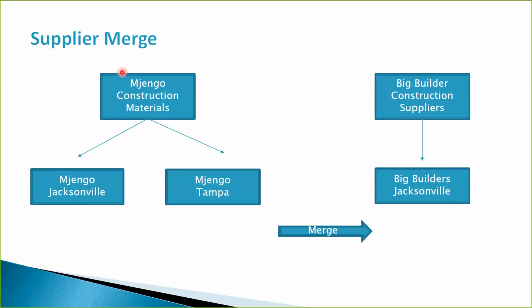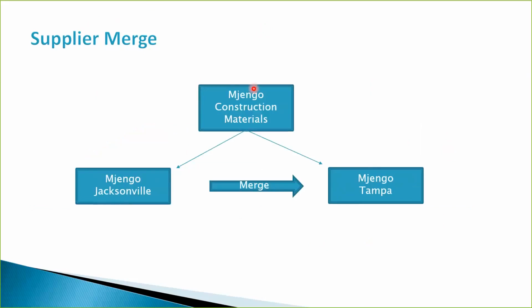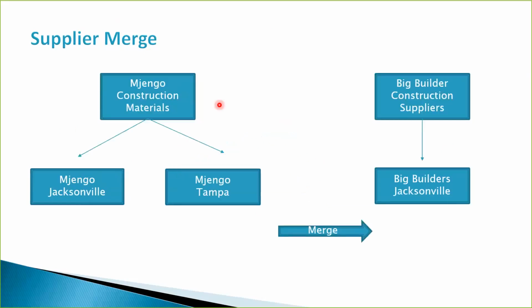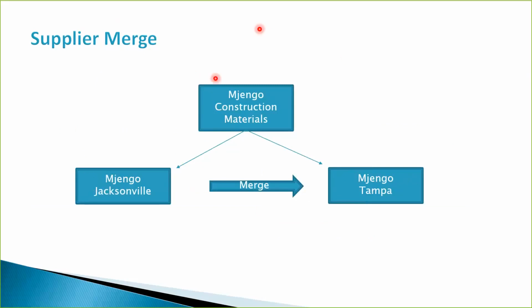When you do a merge, the site or the supplier is deactivated, it becomes inactive. So for instance, in this case whereby you're just merging a site within one supplier, if you merge Mjengo Jacksonville to Tampa, then Jacksonville becomes inactive, and that is irreversible. But the supplier remains valid or active because you still have this site under it.